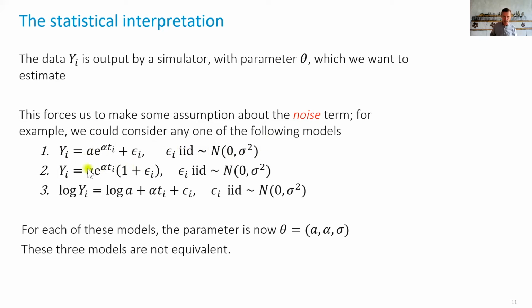Another model is this one. It says the deviation from the value is in relative terms. So the true value that is here is not what we will observe. What we will observe is the true value multiplied by 1 plus noise, which means if we divide by the true value, the relative error is epsilon i, which has a constant distribution here. That's a second model.